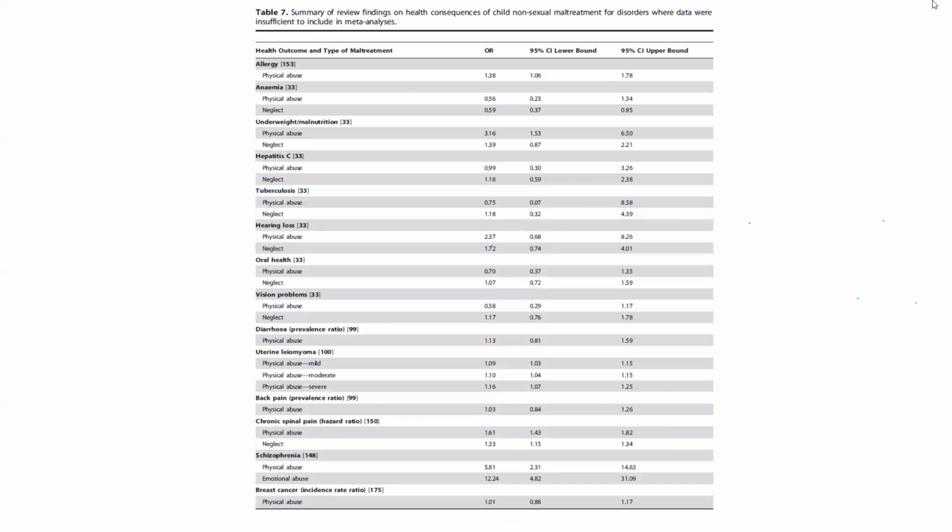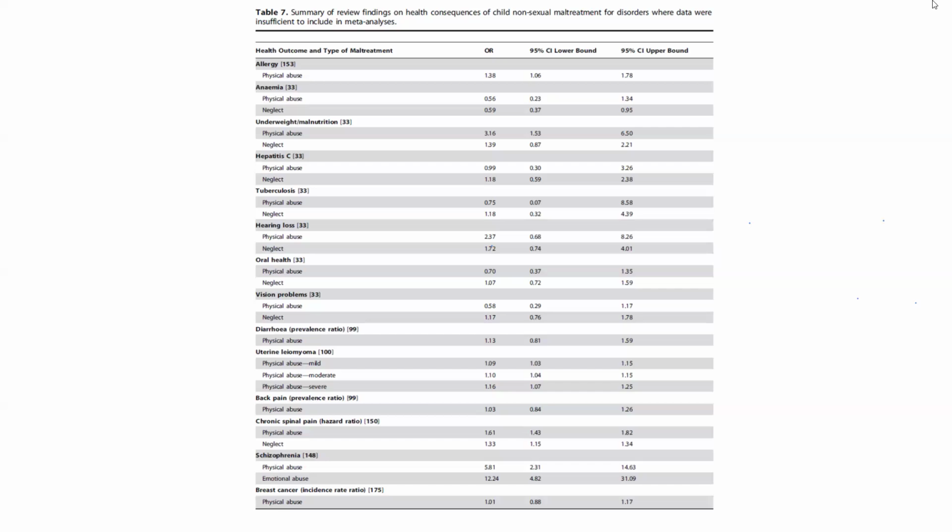So this is the summary of review findings on health consequences of child non-sexual maltreatment for disorders where data were insufficient to include in the meta-analysis. If you look, we have, for instance, allergy, with an odds ratio of 1.38 with a 95% confidence interval, lower bound 1.06 and upper bound 1.78. So different odds ratios are there. The broader the confidence interval is, the less reliable your results are. The narrower the confidence intervals are, the more confident you are in the study results.